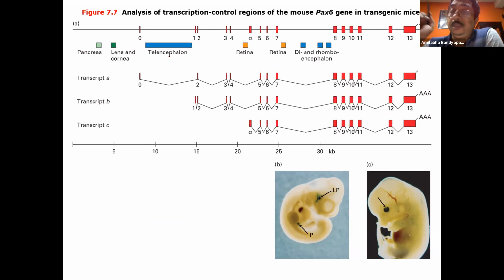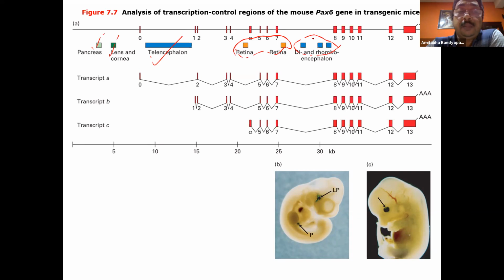And what is interesting is that for different places of expression, for pancreas, there is a separate enhancer. For lens and retina, there is a separate enhancer. For telencephalon, there is a separate enhancer. For retina, there are these two elements. And for other parts of the brain, there are other elements. And these enhancers are such that the transcript itself changes. So there are three kinds of PAX6 transcript.